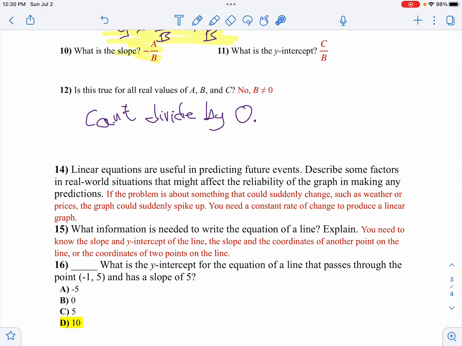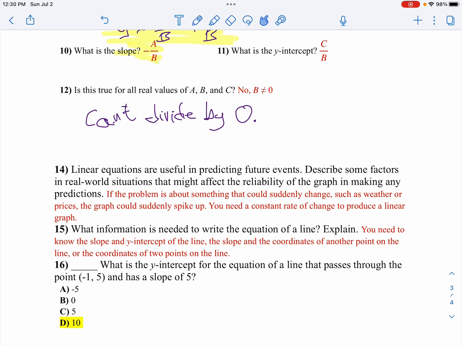Okay, what information do you need to write the equation of a line? Well, from what we've learned, you need the slope and the y-intercept. That's the easiest way. Or I could give you the slope and the coordinates of another point. Or I could give you 2 points, and you could find the slope and the y-intercept. But you need the slope and the y-intercept. Either you need to calculate it, or you need to know it.